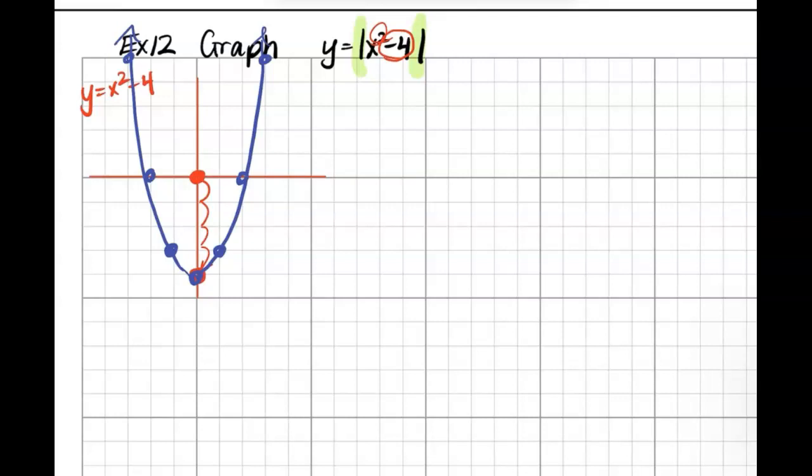So if we look at this graph and we find where the y values are negative, here they are, they're going to turn them positive. They're going to give me the exact opposite. So that means that this point at -4 is going to be at +4. These points at -3 are going to be at +3, which means it's going to do this.